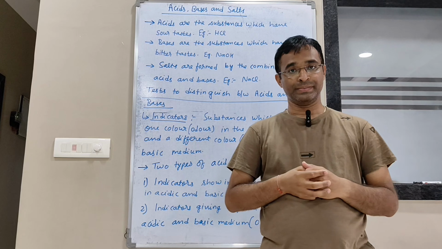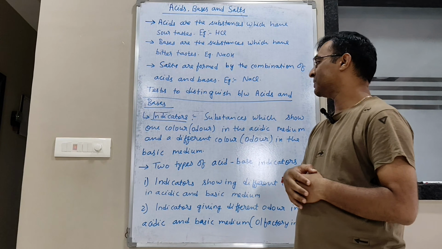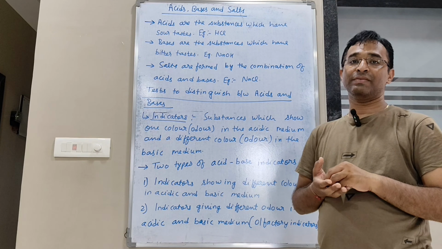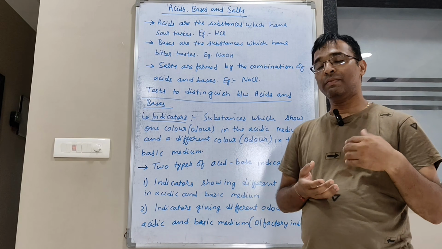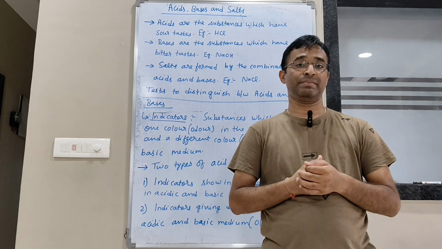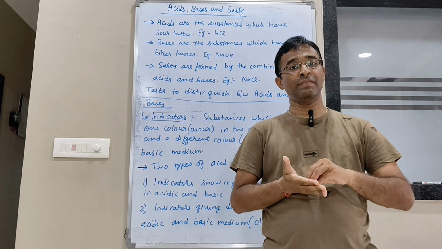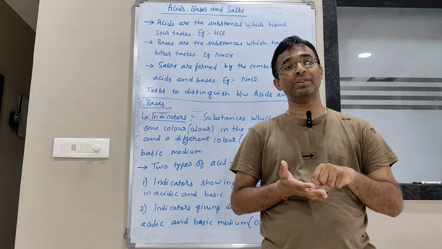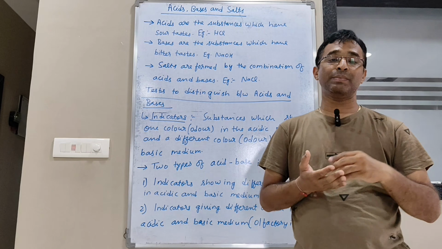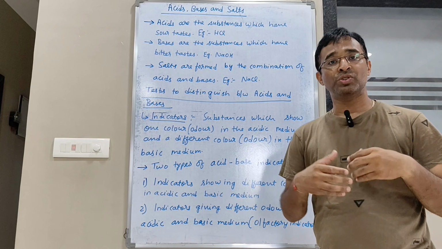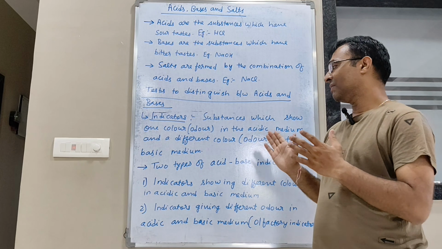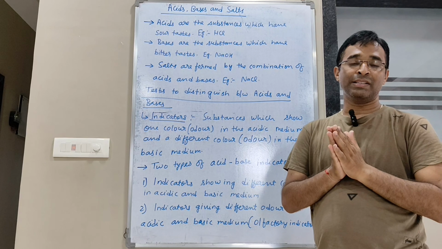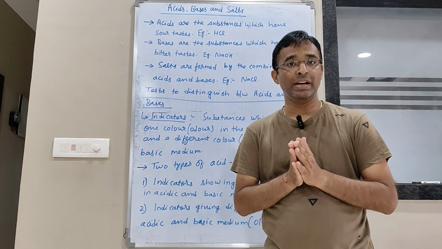We have indicators for that. Indicators are the substances which show one color when in an acidic medium and a different color in a basic medium. When the same substance is dipped in the acidic medium, it shows one color, and when it is dipped in the basic medium, it shows another color. This way we differentiate between acids and bases with the help of indicators.